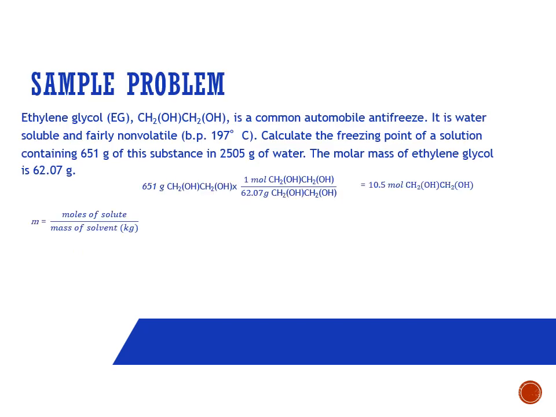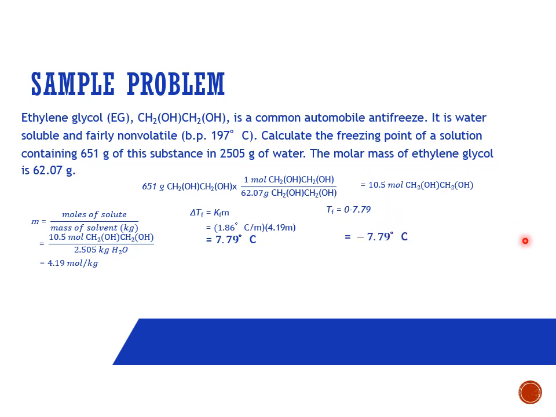So, to calculate the freezing point ng solution, alam naman natin na yung freezing point ng water is 0 degrees Celsius. So, i-minus lang natin yung na-compute natin na freezing point depression. So, 0 minus 7.79 degrees Celsius. So, yung bagong freezing point ng buong solution, which is ethylene glycol plus water, is negative 7.79 degrees Celsius.